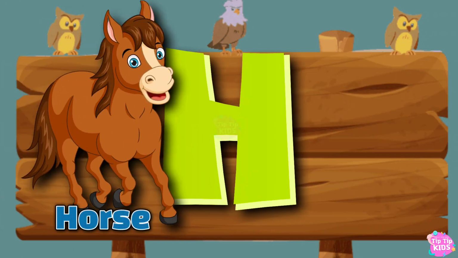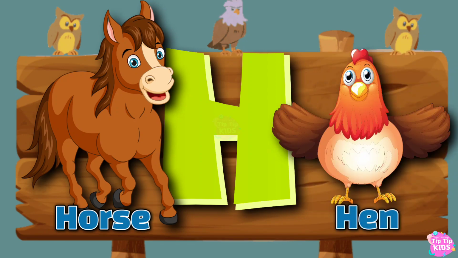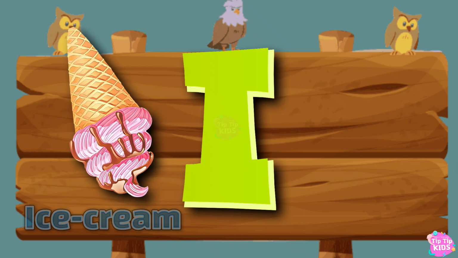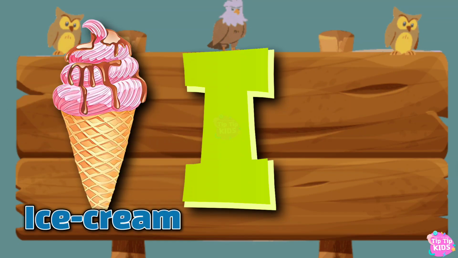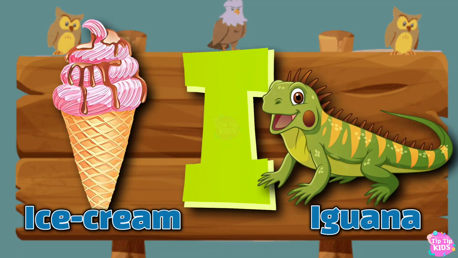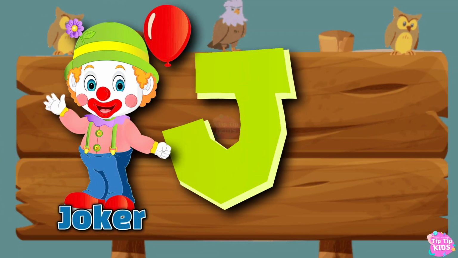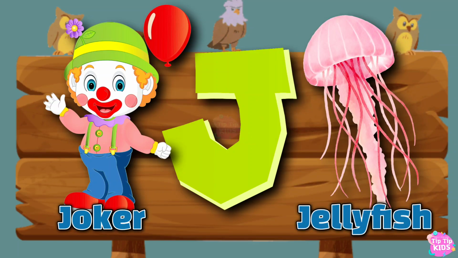H for horse. H for hen. I for ice cream. I for iguana. J for joker. J for jellyfish.